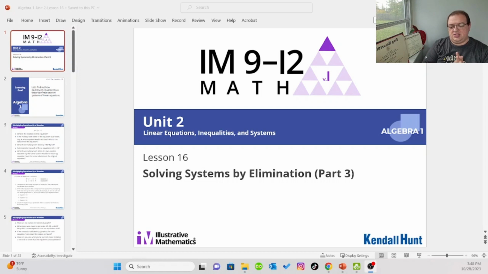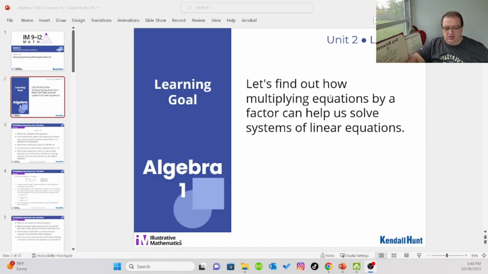Welcome to Lesson 16, Unit 2, Solving Systems by Elimination, Part 3. Today's learning goal: let's find out how multiplying equations by a factor can help us solve systems of linear equations.